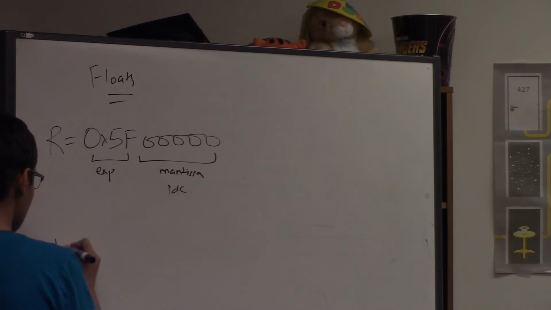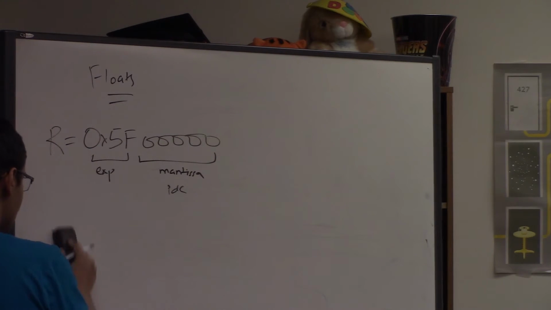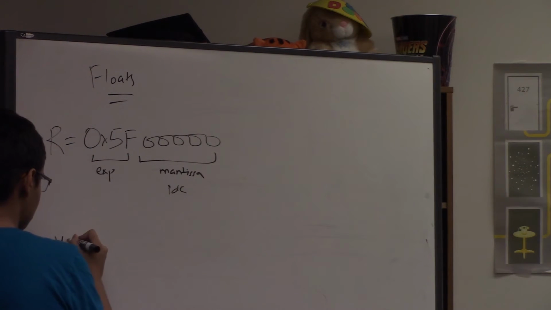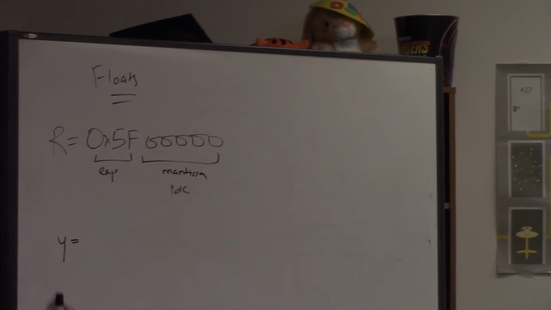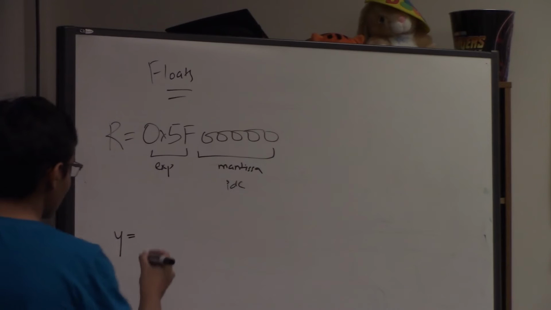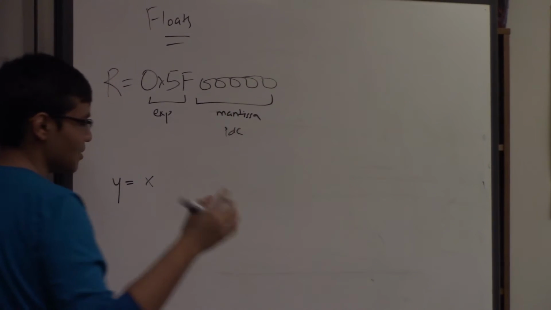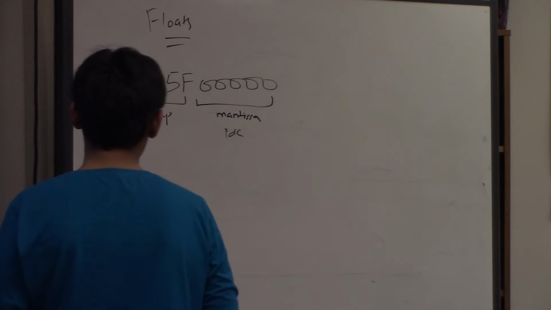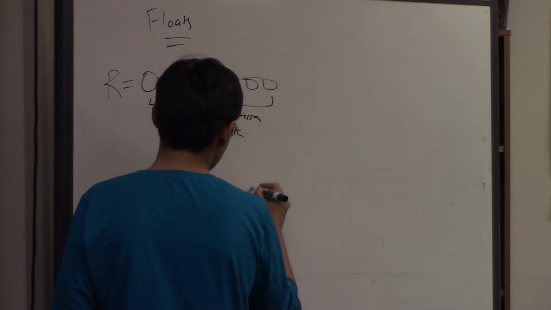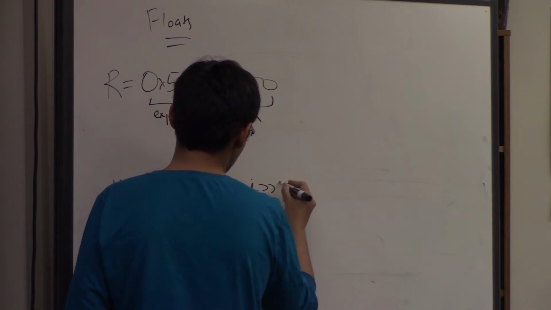So the first thing that we do, we had an initial guess y. Okay? But we don't know it yet. So we have x, and we want to divide the exponent by 2. So what we do is a right shift. So we go i right shift by 1.